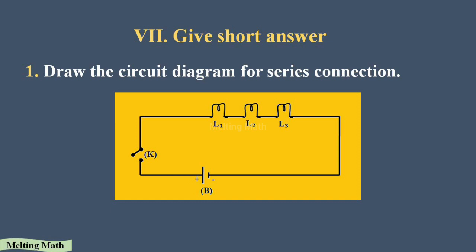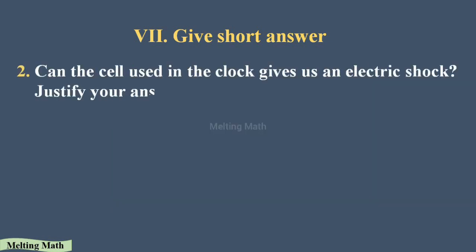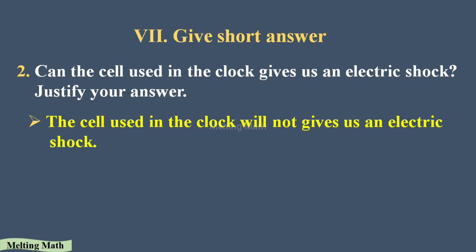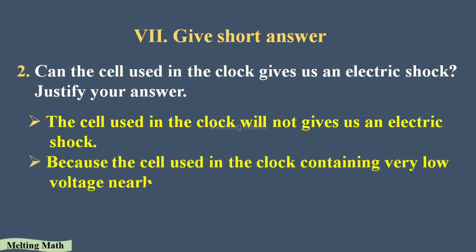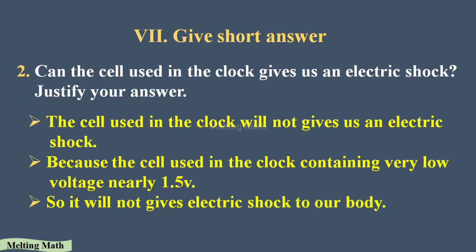Next, see the second one. Can the cell used in a clock give us an electric shock? Justify your answer. Let's discuss the answer. The cell used in a clock will not give us an electric shock because the cell used in the clock contains a very low voltage, nearly 1.5 volt. So it will not give an electric shock to our body. So this is the answer for it.